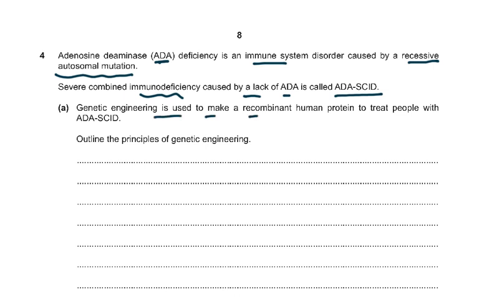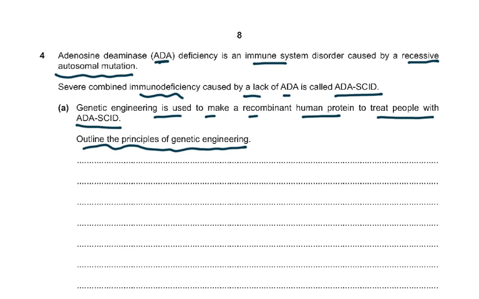Genetic engineering is used to make a recombinant human protein to treat people with ADA-SCID. Outline the principles of genetic engineering. Now that's a very direct question. It doesn't require any ambiguity, and these are the direct questions in which you should be able to score marks. Because if you've done 3 years of past papers, all the variants, you would have found this in some other past paper as well. So you need to memorize that, you need to rectify that.